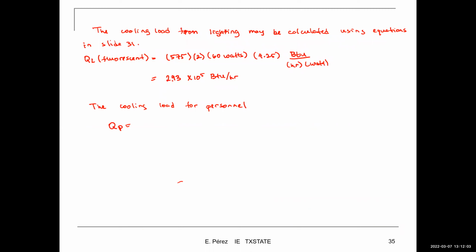So QP equals 75 men times 800 BTUs an hour plus 50 women doing also light work, 700 BTUs an hour. And QP equals 0.95 times 10 to the 5th BTUs an hour.